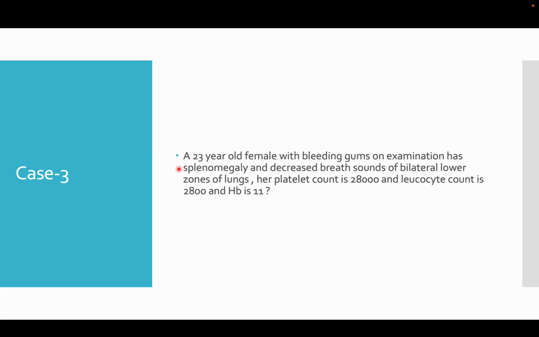A 23-year-old female with bleeding gums has splenomegaly and decreased breath sounds in the bilateral lower zones on examination. Her platelet count is 28,000, leukocyte count is 2,800 and HB is 11. Generally, splenomegaly is not seen in primary ITP. It is seen in secondary ITP. The decreased breath sounds might be pleural effusion, and her leukocyte count is also low. So the patient has serositis, splenomegaly, leukopenia and thrombocytopenia. In this case, you send an ANA profile, and maybe this is a case of lupus.